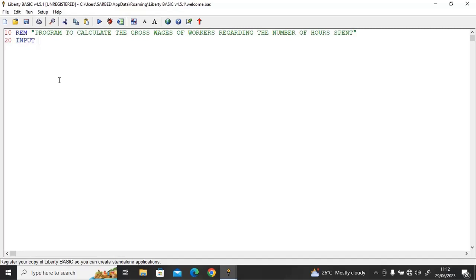So input, then enter the fixed rate. It can be 2, it depends on the rate, the fixed rate again, semicolon R as the fixed rate. Then we are counting for maybe 10 workers. For I iteration, for I equals 0 to what? To 10.